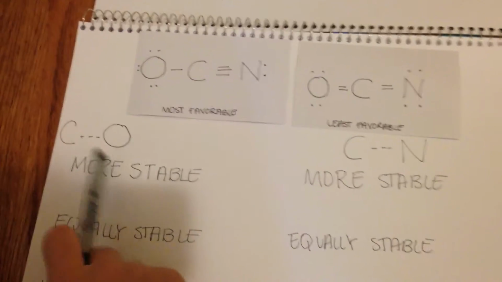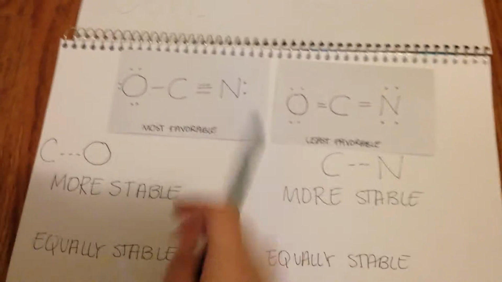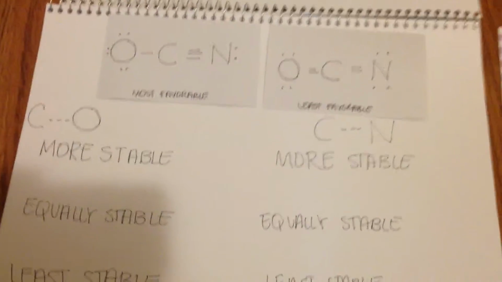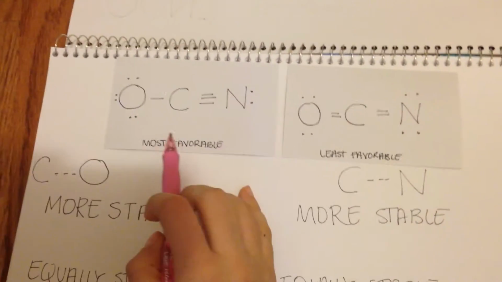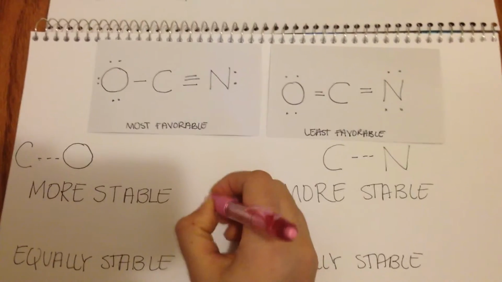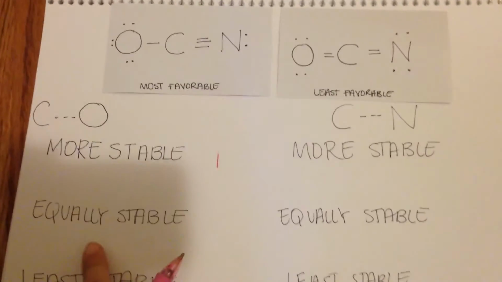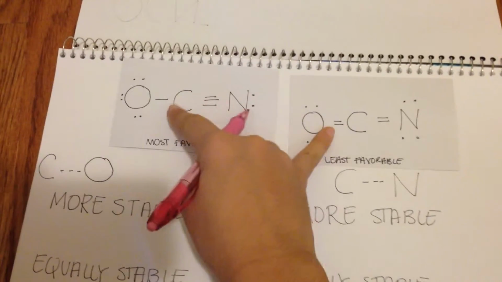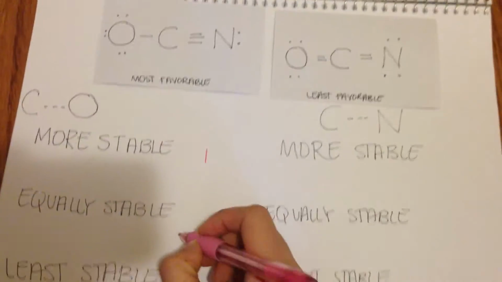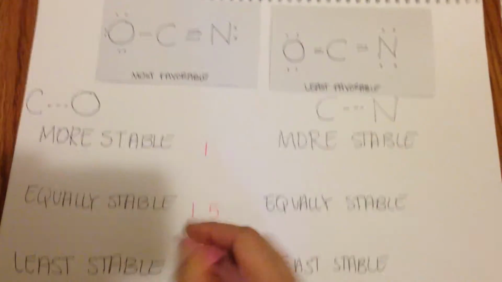So now we're going to look at the CO bond, or OC, however you want to look at it. For the most stable one, we have 1. If these two were equally stable, this is 2 and this is 1, it would be 1.5. And for the least stable, it's 2.